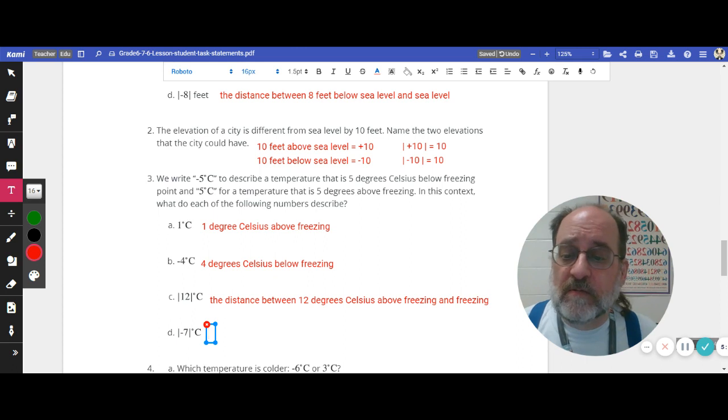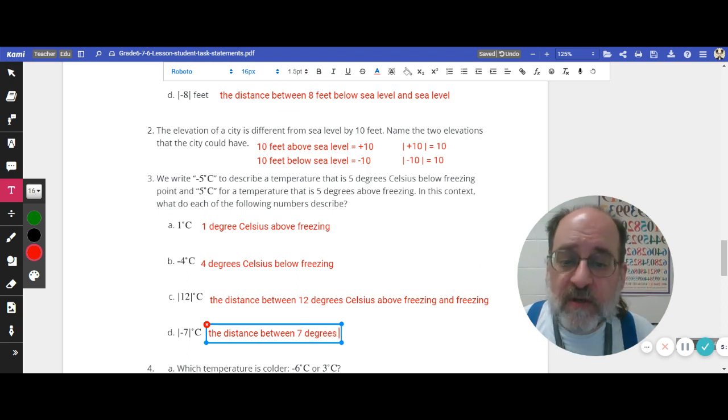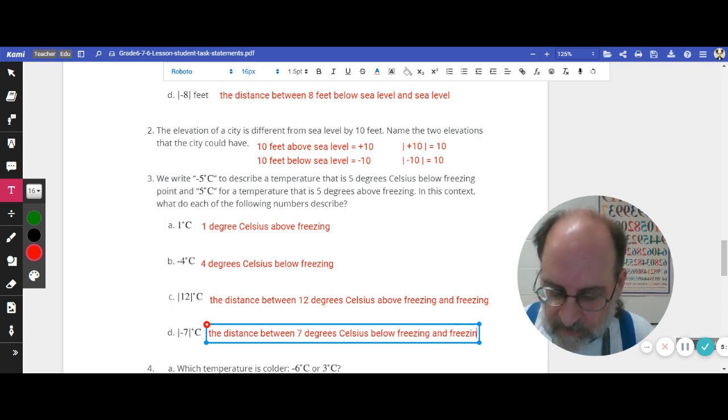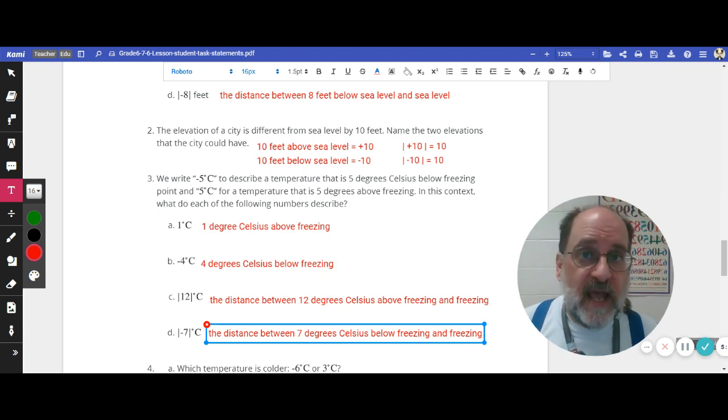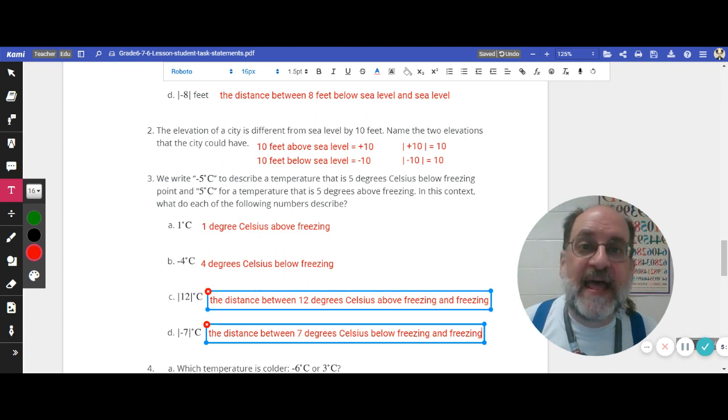And the same thing down here. This is going to be the distance between 7 degrees Celsius below freezing and freezing. So we're always comparing in absolute value to whatever the zero is. The zero for temperature is freezing when we're talking about degrees Celsius. So we're always talking about the distance between these temperatures and freezing.